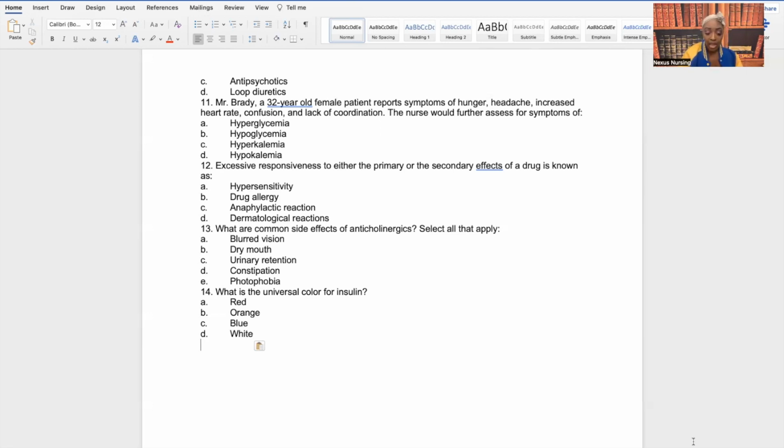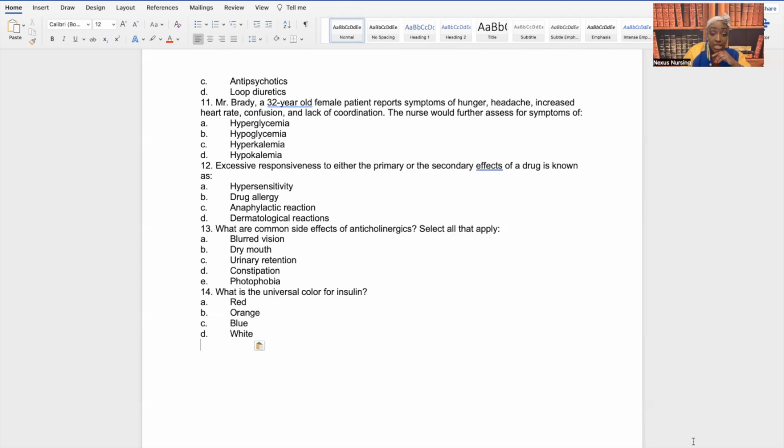And dermatological reactions are a type of reaction of the skin. An example of a horrible dermatologic reaction would be something like Stevens-Johnson syndrome.